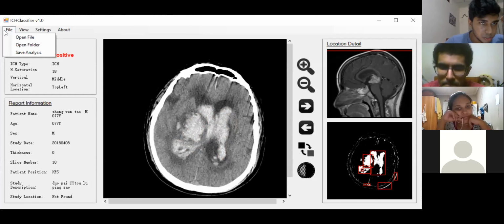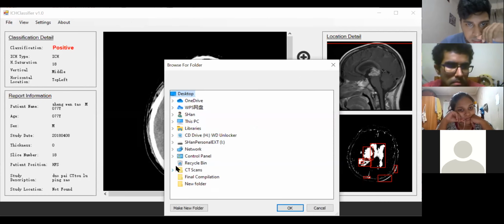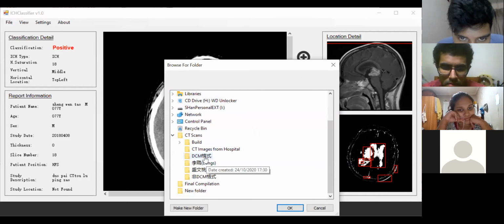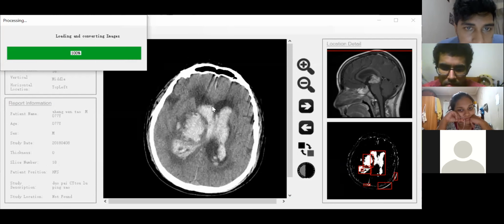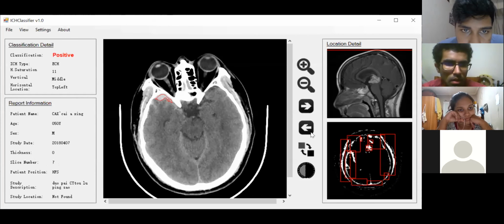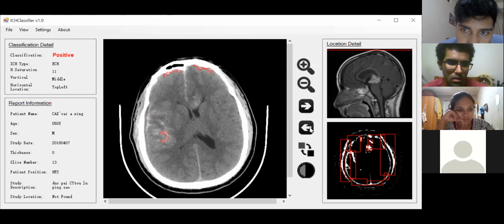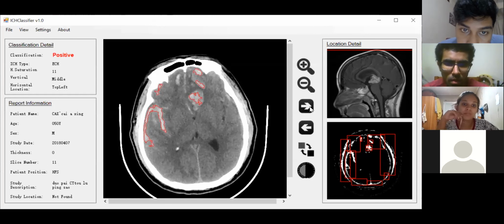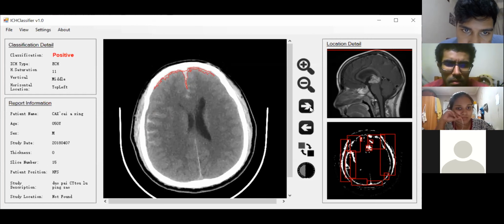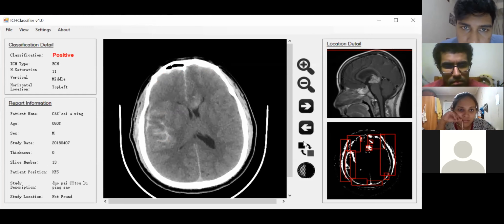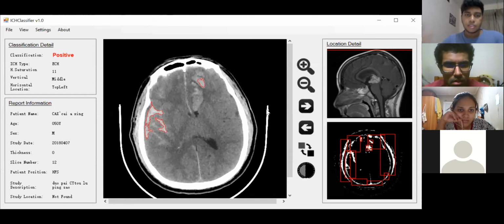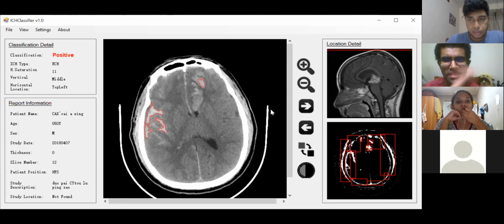Okay, let me see. I'm not sure. I just realized I can use this. Let me see if I have another. Can someone tell me what this is? Intraparenchymal. Think again. Look at this and tell me. Subarachnoid or intraparenchymal? Intraparenchymal. Okay.